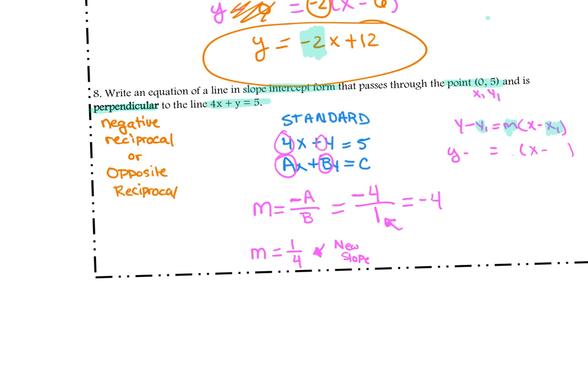So I get a 5 here. My slope has to be 1/4, and then a 0 here. So we know that the 0 is really not going to matter. Let's go ahead and mark it out. We do still have to distribute here, so I get y minus 5 equals 1/4 x. I want this in slope-intercept form, so I have to get y by itself. And so I will end up getting y equals 1/4 x plus 5 as my final equation.